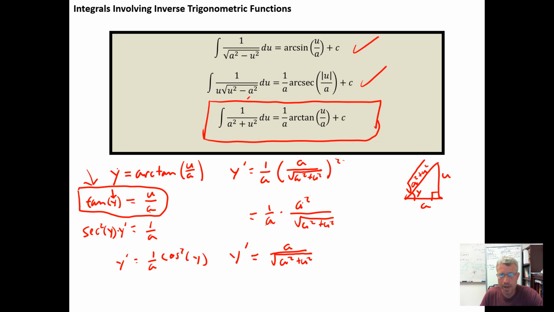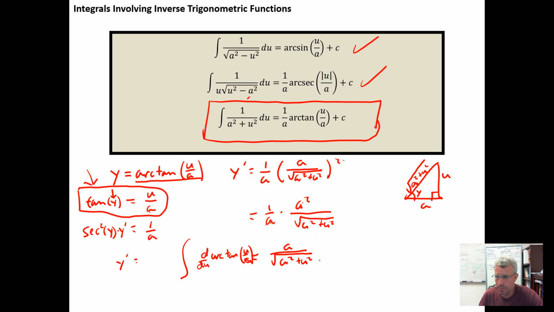And what is y prime? Well, it's just the derivative of the arc tangent function with respect to variable u. So I'm going to erase this to give myself some room. This is just d/du of the arc tan of u over a. That's what y prime is.